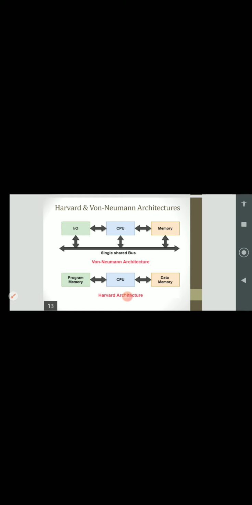And in the Von Neumann architecture, that is in the first diagram, you can see at the last one long line, that is a bidirectional line. So that is your single shared bus. That single bus is shared between IO and CPU and memory. So this is the Harvard and Von Neumann architecture styles.